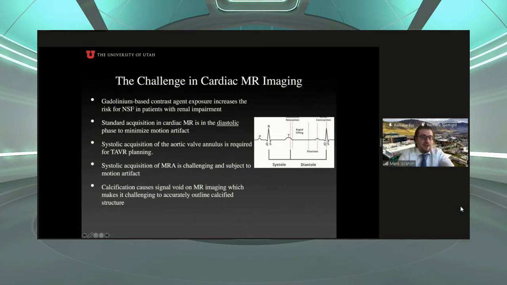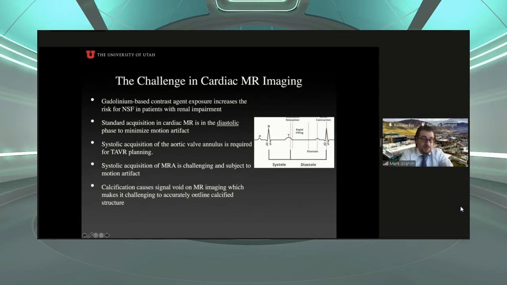fibrosis. The standard acquisition in cardiac MRI is in the diastolic phase, which is done to minimize motion artifact from the heart in peak systole. So all the nice looking high resolution images in MRI are mainly done in diastole, which is not helpful when you're trying to image a structure in peak systole, like in TAVR planning. And for the systolic acquisition of MRI, if you change the sequence and make it systolic, you're subject to motion artifact.